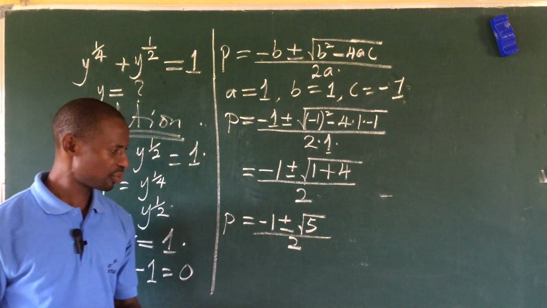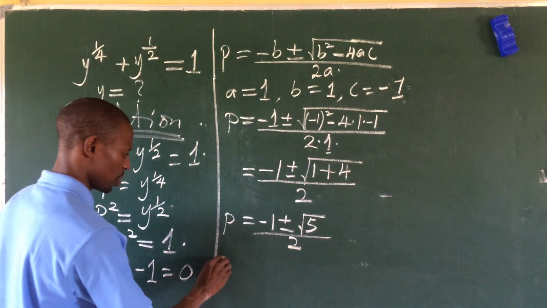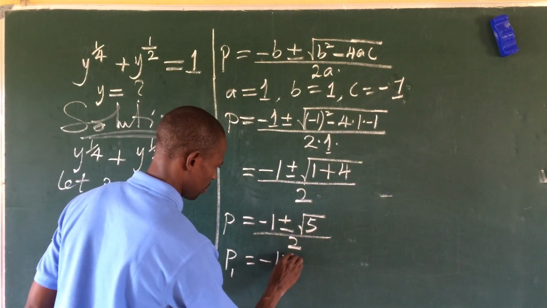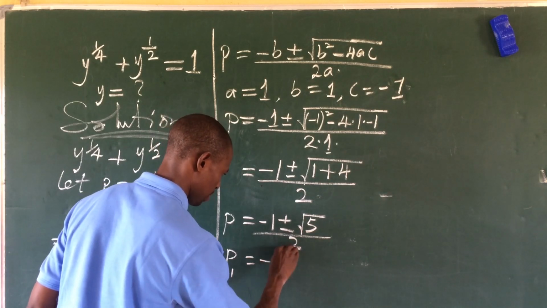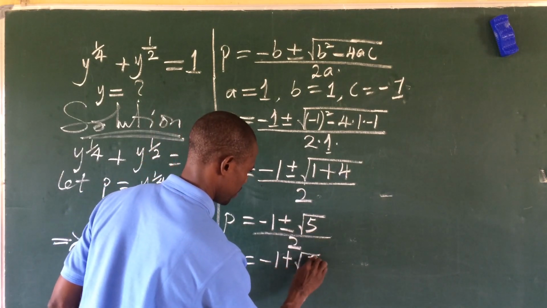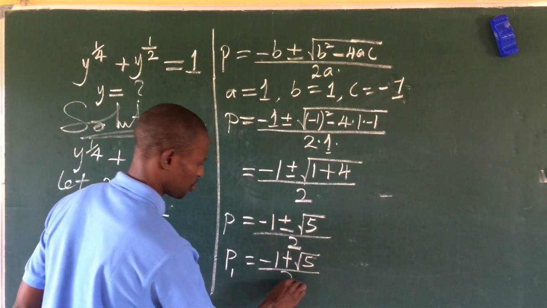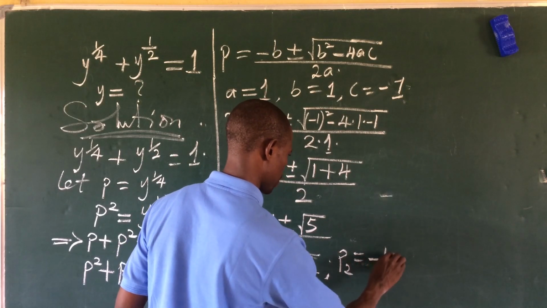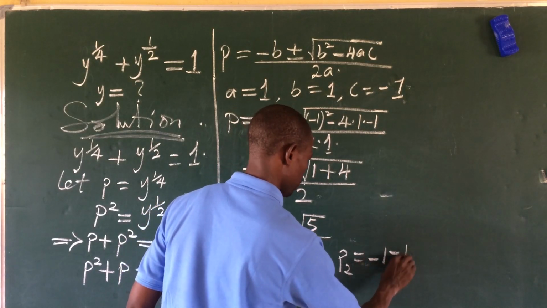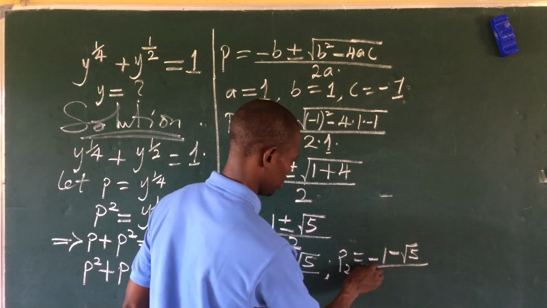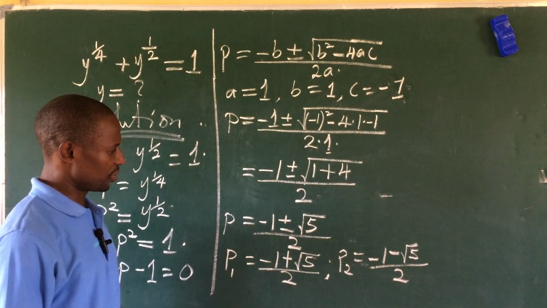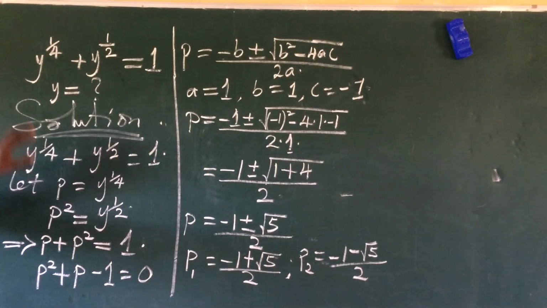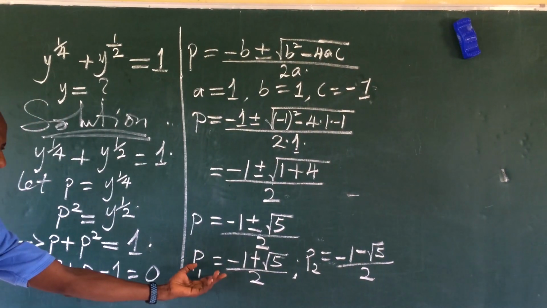And from here, we are having two values, two roots. So we have p1 equal to minus 1 plus, let's take the plus first, root 5 all over 2. There we have p2. p2 is equal to minus 1 minus root 5 all over 2. All right, so let's go ahead and solve for our y, because the actual variable is y, but here we have p.